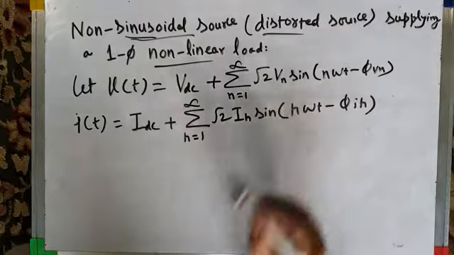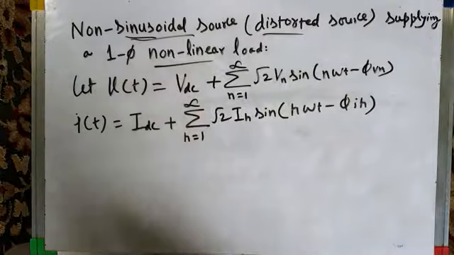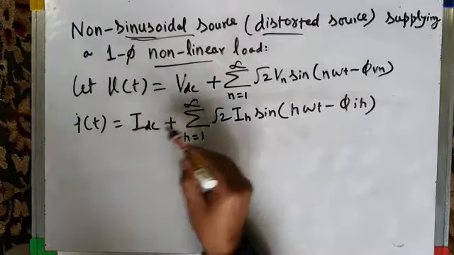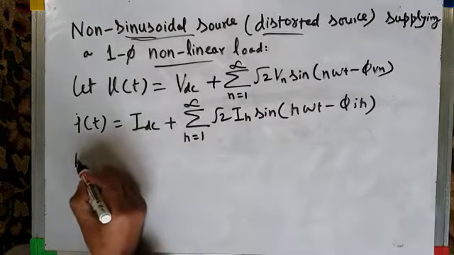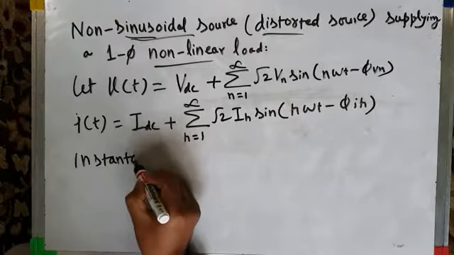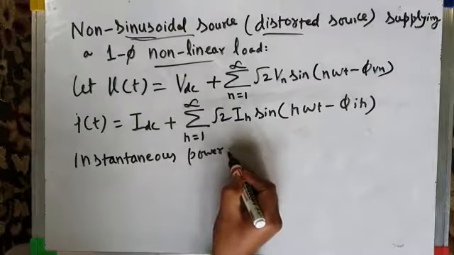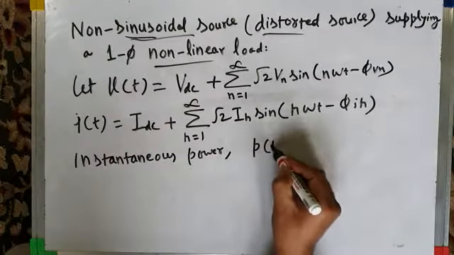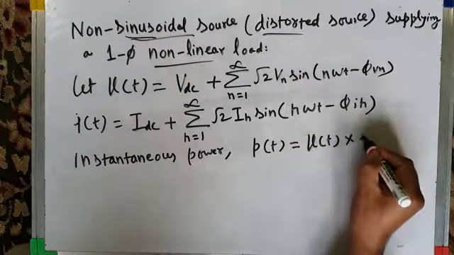Now this current is full of harmonics on two accounts. Number one, because the source voltage is full of harmonics, it will result in harmonic flow of the current. And number two, since your load is also nonlinear, that will also contribute to harmonic distortion of the current. Now, what is the mathematical expression for the instantaneous power in the circuit? Instantaneous power in the circuit is given by p(t) = v(t) into i(t).